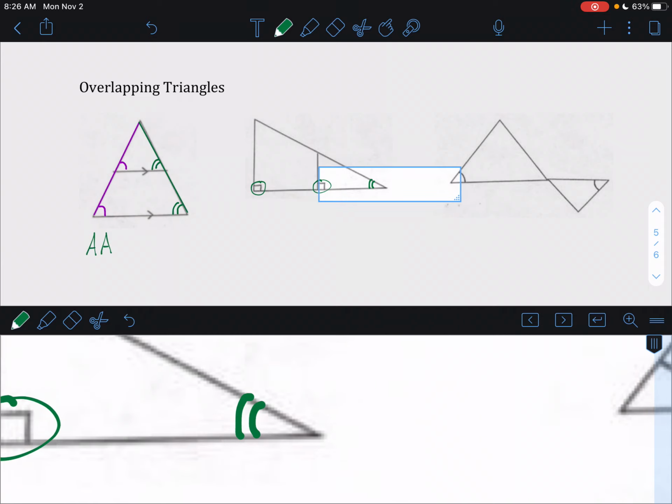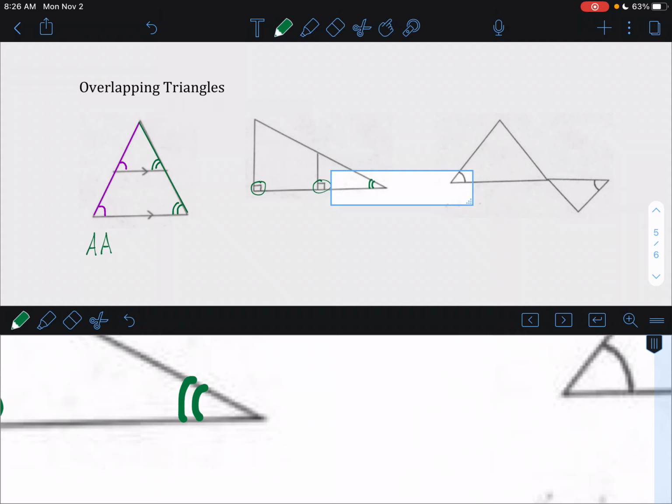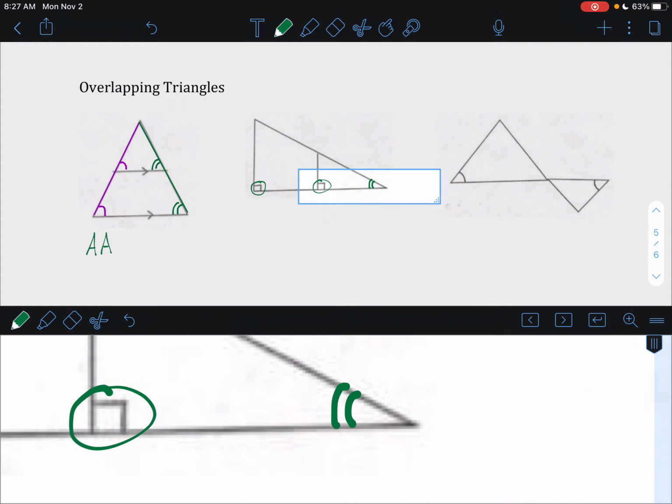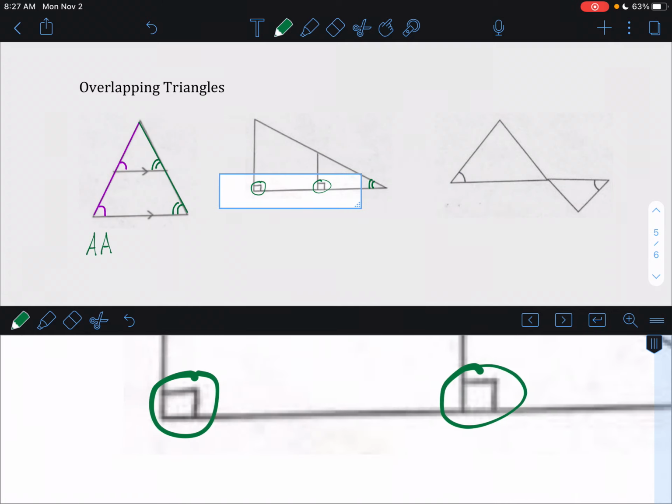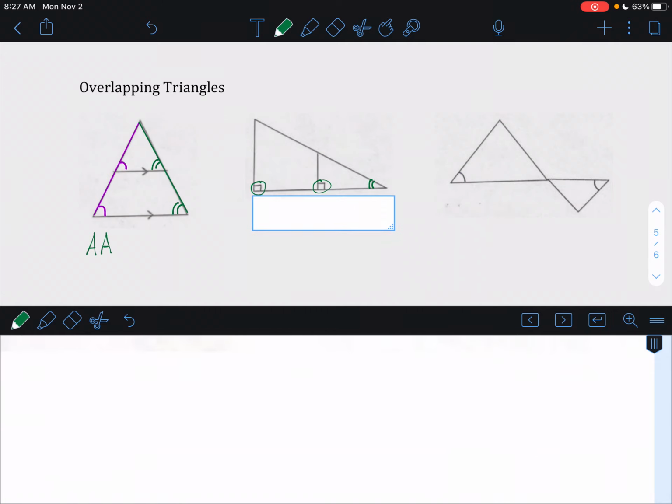So now the small triangle has this angle that's congruent to itself plus the right angle, and the large triangle has this angle that's congruent to itself plus the right angle. Therefore, they have two congruent angles, and they are similar by AA.